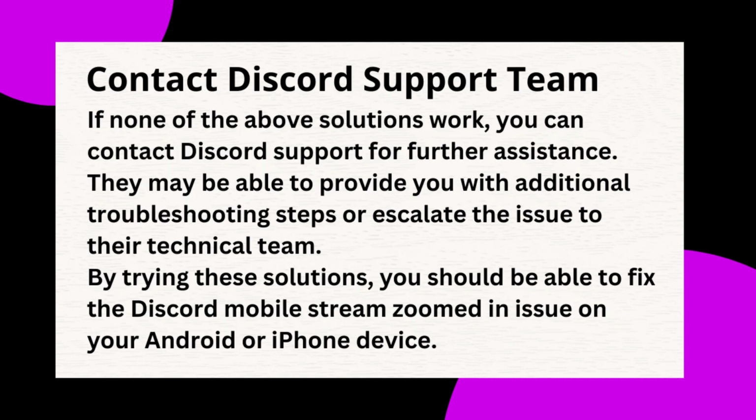Contact the Discord support team. If none of the above solutions work, you can contact Discord support for assistance. They may be able to provide you with additional troubleshooting steps to resolve the technical issue, and by trying these solutions you may be able to fix the Discord mobile stream zoomed in issue on your Android or iPhone device.